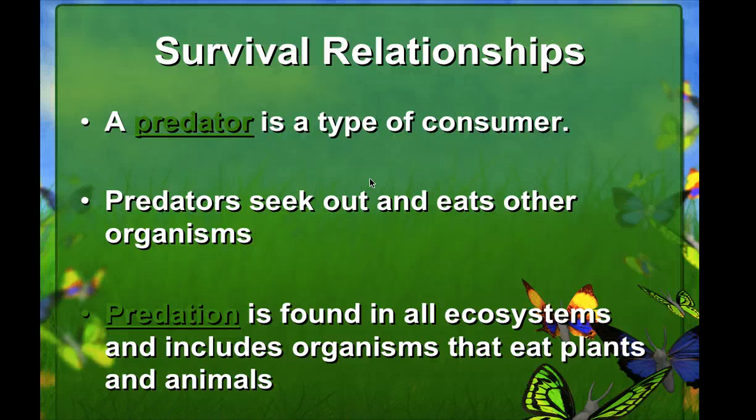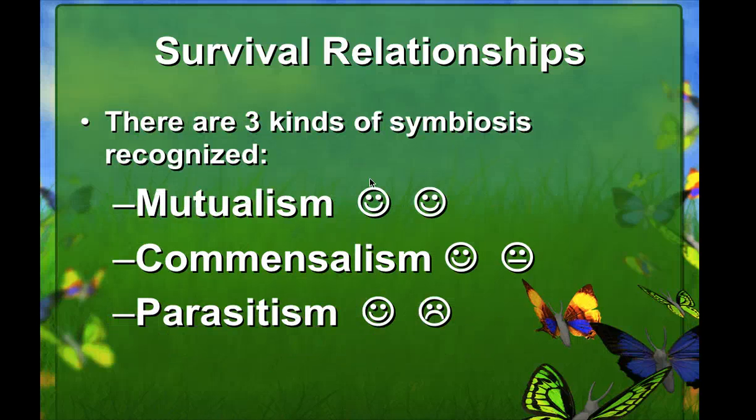So now let's talk about our survival relationships. A predator is a type of consumer. Predators seek out and eat other organisms. So predation is found in all ecosystems and includes organisms that eat plants and animals. We have 3 types of survival relationships. There are 3 kinds of symbiosis, symbiosis meaning living together. So we have mutualism, both organisms benefit; commensalism, one benefits, one's neutral; and parasitism, one benefits, one's harmed.